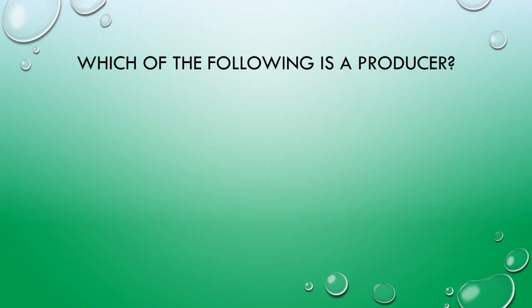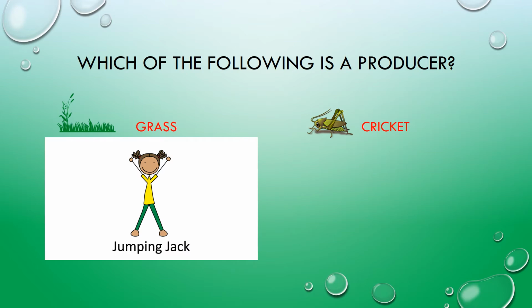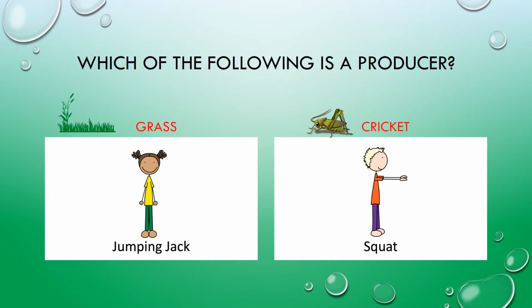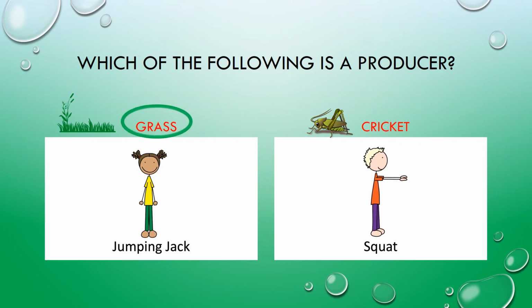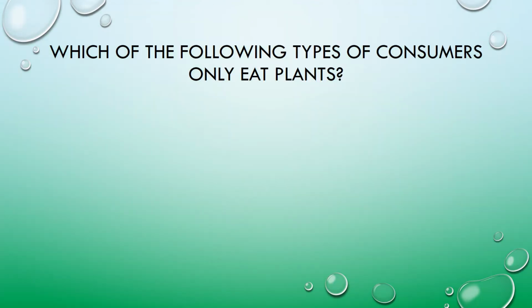Which of the following is a producer? Is it grass or is it cricket? If you think it's grass, you're going to do jumping jacks. If you think it's a cricket, you're going to do squats. Ready? Begin. And stop. Grass is a producer. It creates its own energy. The cricket needs the grass to create its energy. It is a consumer.